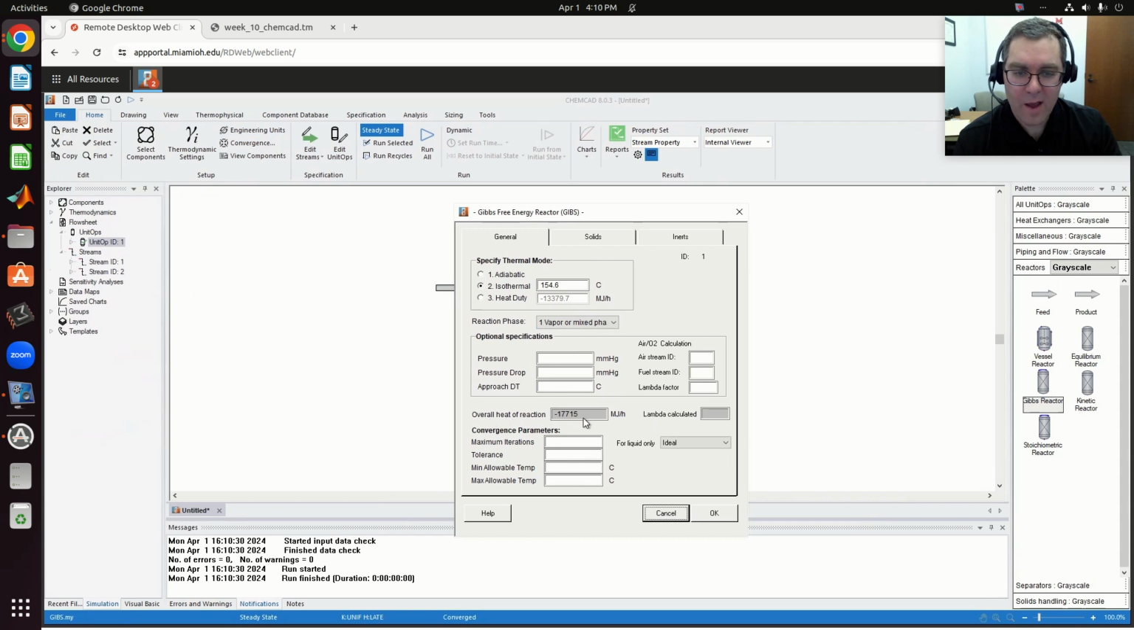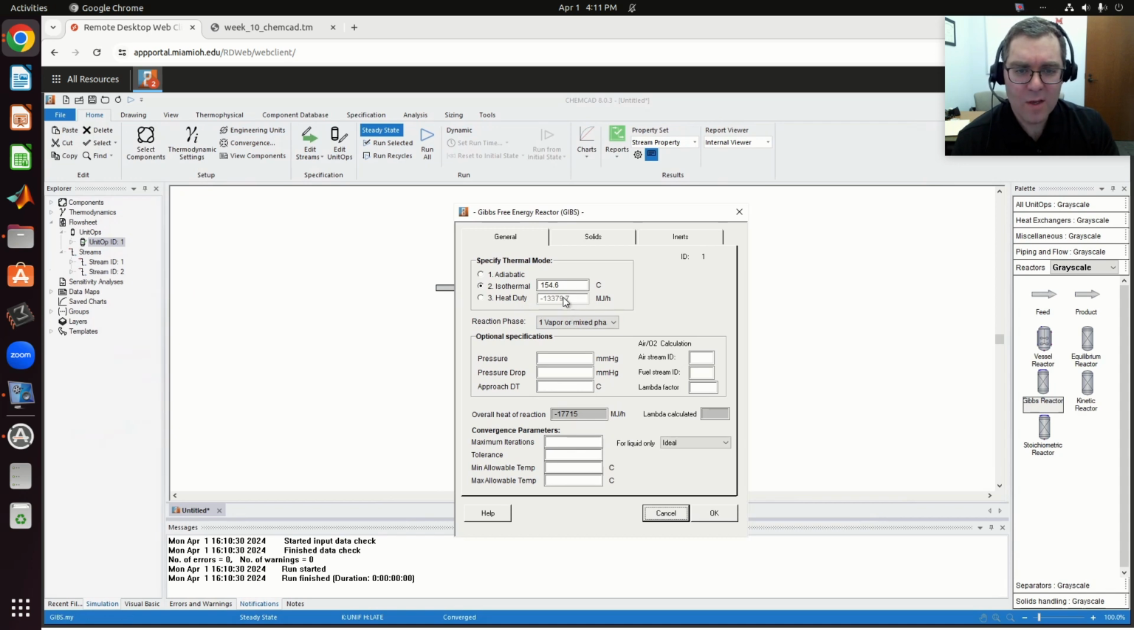Now, the heat of reaction, they actually give us an extensive heat of reaction. So if I'm comparing this to my equilibrium or stoichiometric reactor, it's going to be slightly different, because there the heat of reaction would give us an intensive value in kilojoules per kilomole. Here it's extensive, in terms of megajoules per hour. Then we get a heat duty, also in megajoules per hour.